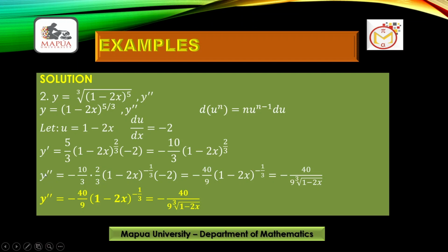Then we can find now the second derivative as y double prime. We have the negative 10 over 3 to be multiplied by, bring down the power again, which is 2/3. And then the quantity 1 minus 2x raised to 2/3 minus 1 is negative 1/3. And then multiplied by the du, which is negative 2. Then our answer now is negative 2 times 10 is negative 40.